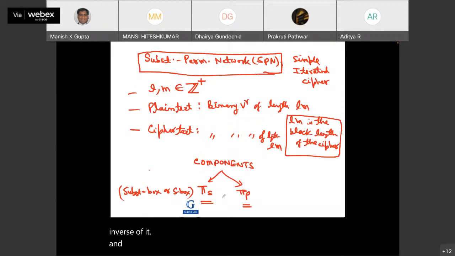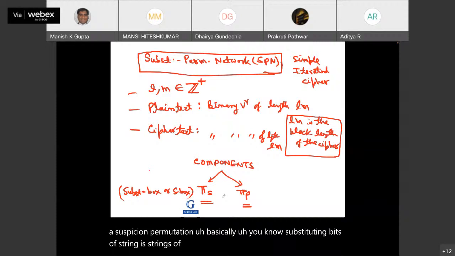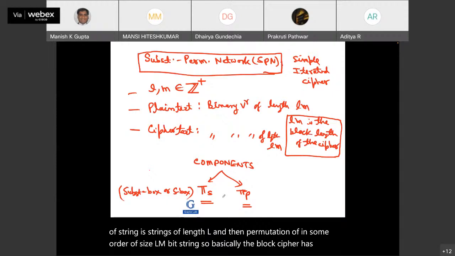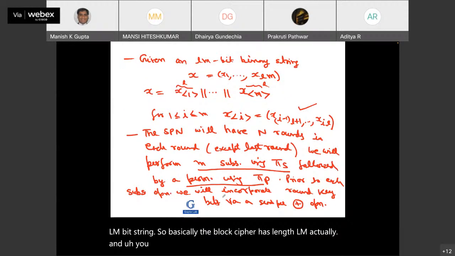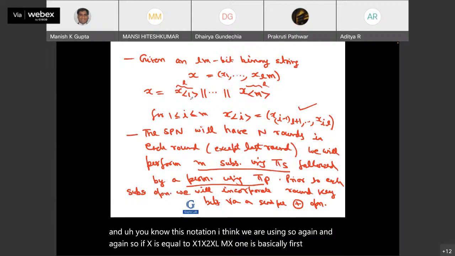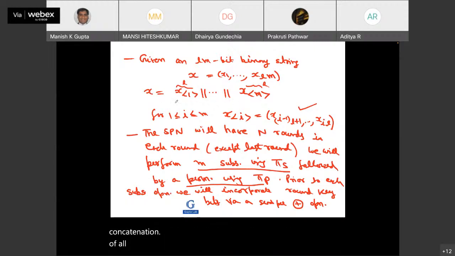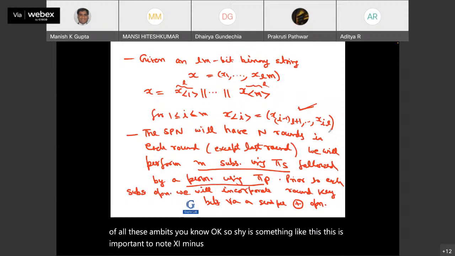The substitution permutation network is a special case of an iterated cipher consisting of two components: substitution and permutation. Substitution works on bit strings of length L, and then there is a permutation of size LM. So the block cipher has length LM. Regarding notation, if x is equal to x1 x2 up to xLM, then x^i is basically the i-th block of L bits, a concatenation of all these bits. This is important to note: x^i is x(i-1)L+1 up to x(iL).